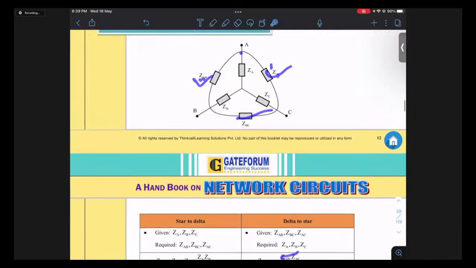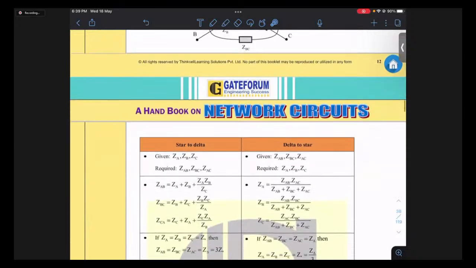So very simple. Again, if you want to get this ZA, you see the middle point here, which is connected to this and this. So the product of these divided by the sum of all three. Suppose I ask you what is ZC: it is connected to this point, so the product of this and this divided by the sum of all. If I ask you what is ZB, it is connected to this point, so you need the product of this and this divided by the sum of all.